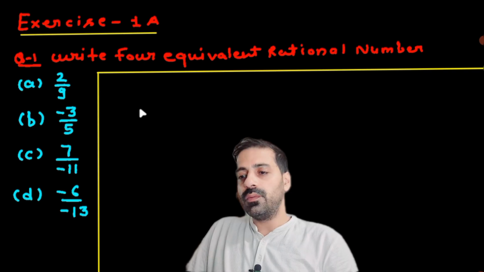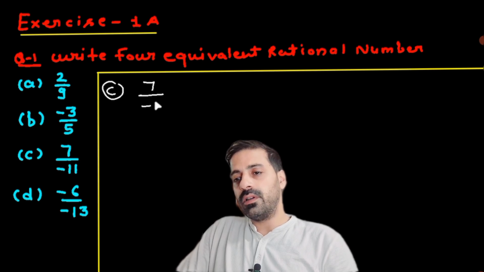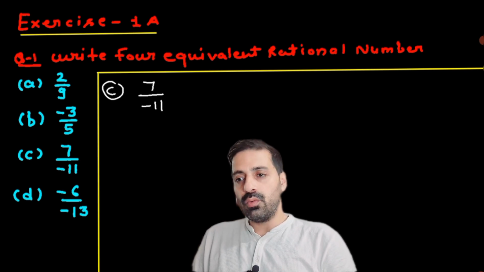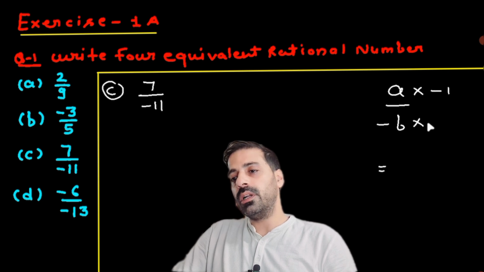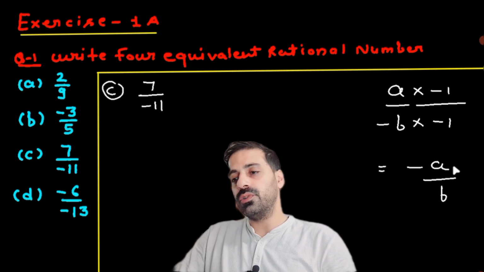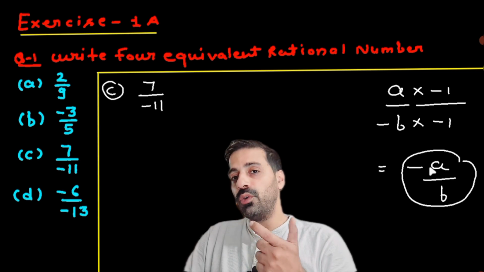Part C of this question is given here: negative 7 upon negative 11. In rational numbers there is a rule: if any negative number is in the denominator, we have to multiply the numerator by -1 and the denominator by -1. When we do this, the numerator becomes negative and the denominator becomes positive. This is the logic, but how can you memorize this?